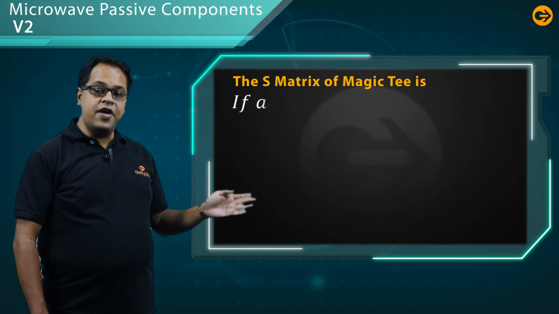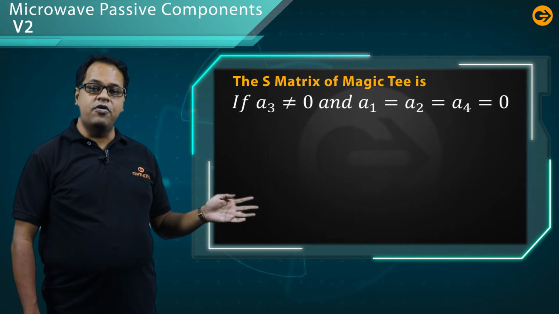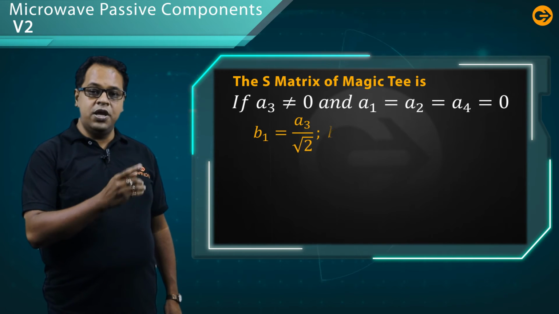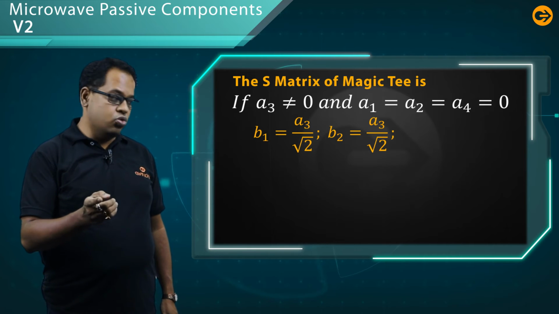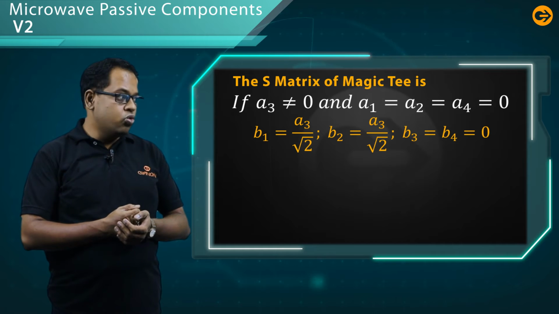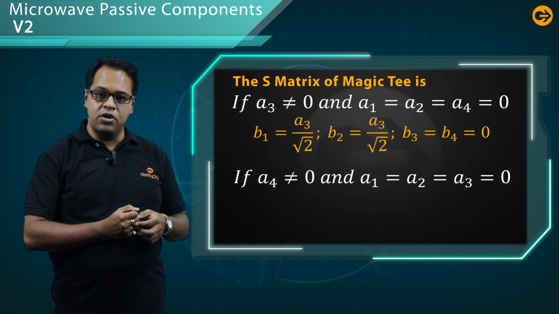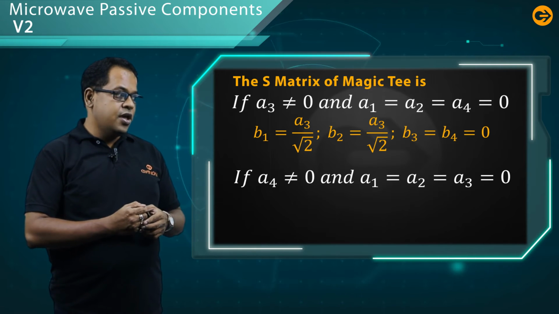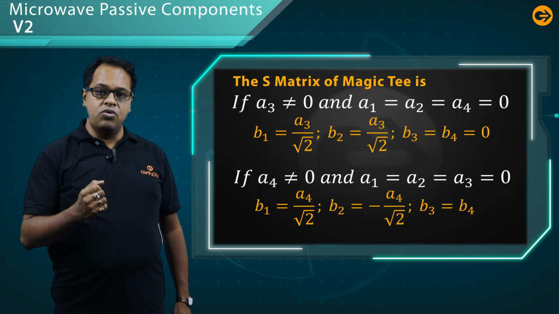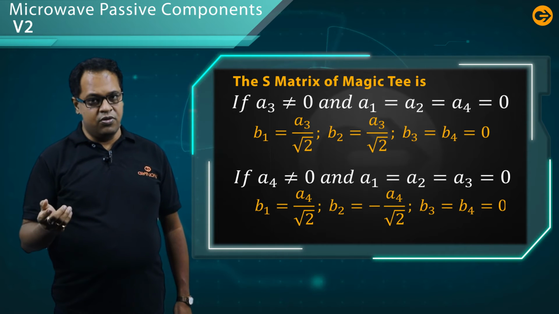In case 1, if A3 is not equal to 0 but A1 is equal to A2 is equal to A4 is equal to 0. In this case, B1 will be A3 by root 2 and B2 will be A3 by root 2 and B3 is equal to B4 is equal to 0. In case 2, if A4 is not equal to 0 but A1 is equal to A2 is equal to A3 is equal to 0. In this case, B1 is equal to A4 by root 2, B2 is equal to minus A4 by root 2. Obviously, B3 is equal to B4 is equal to 0.